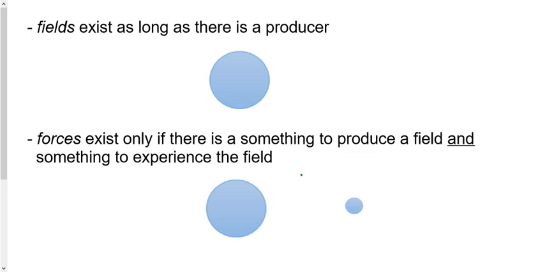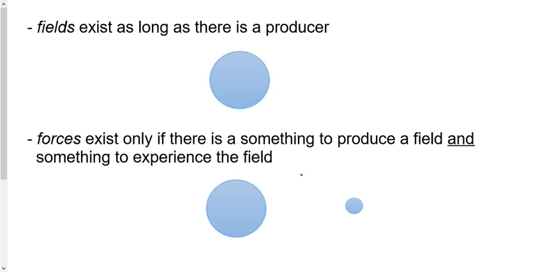We said a minute ago that fields exist as long as there's a producer. Now we can have two types of producers, unlike with gravity. The only type of producer we have is a mass, right? Positive mass. But with the electricity, we can have a positive producer or we can have a negative producer, two types of charges. Those fields exist as long as we have that producer, regardless of what kind of producer it is. A force, on the other hand, only exists if you have something causing it, but also something experiencing it.